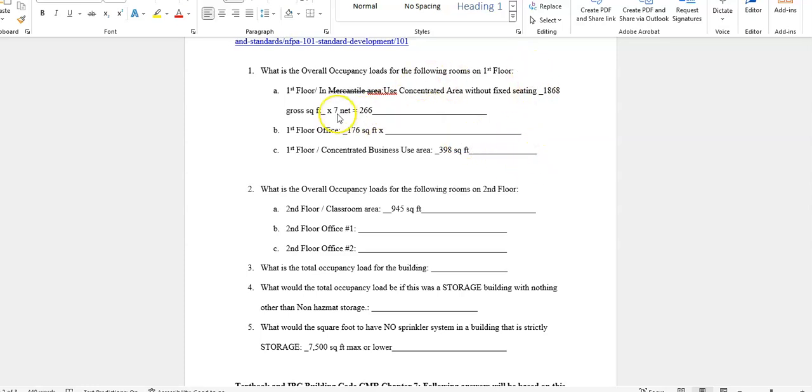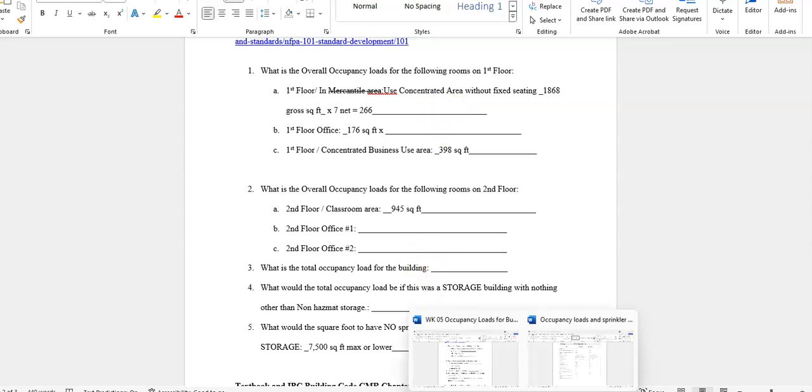Now, when I look at that 7 net, we're going to talk about this when I jump over to the code. But anyways, if I do that calculation, I get 266 people for the space that is 1,868 square feet. It seems like a lot of people for that space, so I might want to change my occupancy use factor.